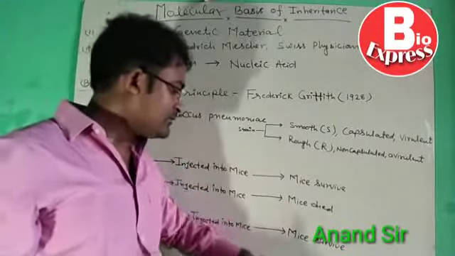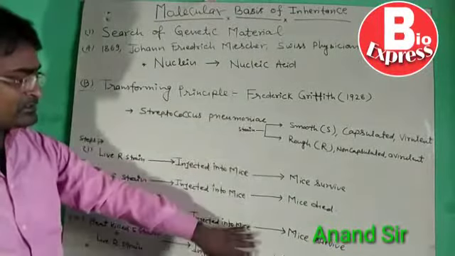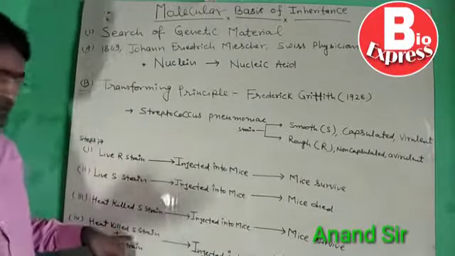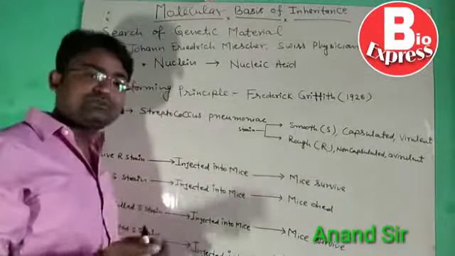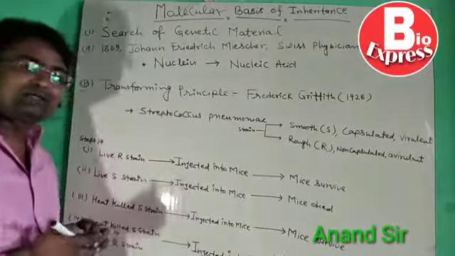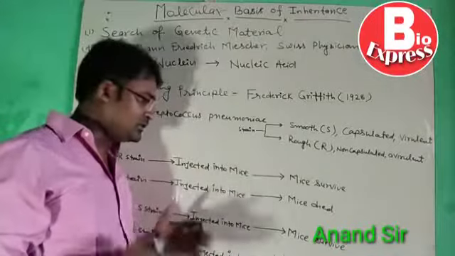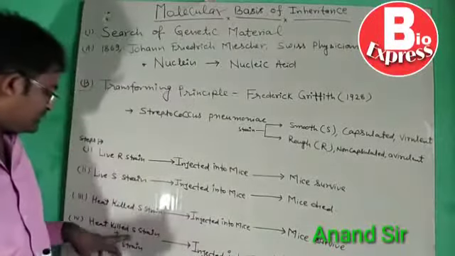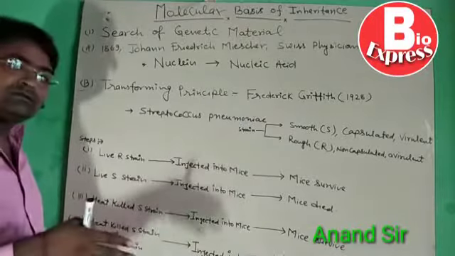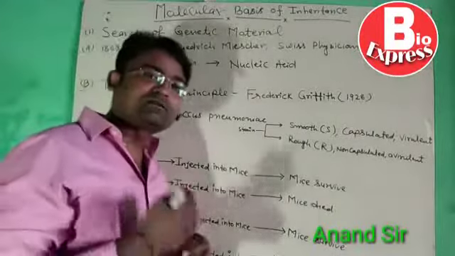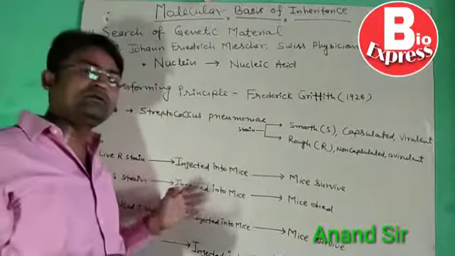From this observation, Griffith described that heat killed S strain has a substance which changed the non-virulent R bacteria into S type of bacteria, which is responsible for the disease. So here Griffith showed the live R strain converted into S strain. That means the R strain transformed into S strain, which is responsible for pneumonia.